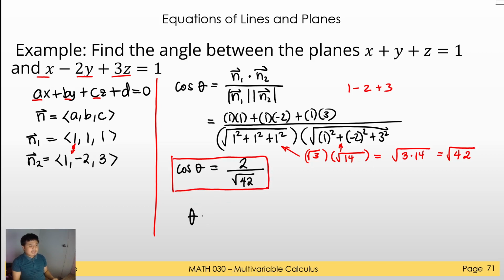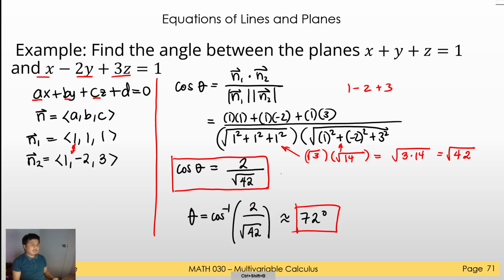But if you want to find the angle, if the calculator is allowed, you can find the inverse cosine, which is approximately equal to 72 degrees. You can find that out. So until this point, we do not have a calculator.